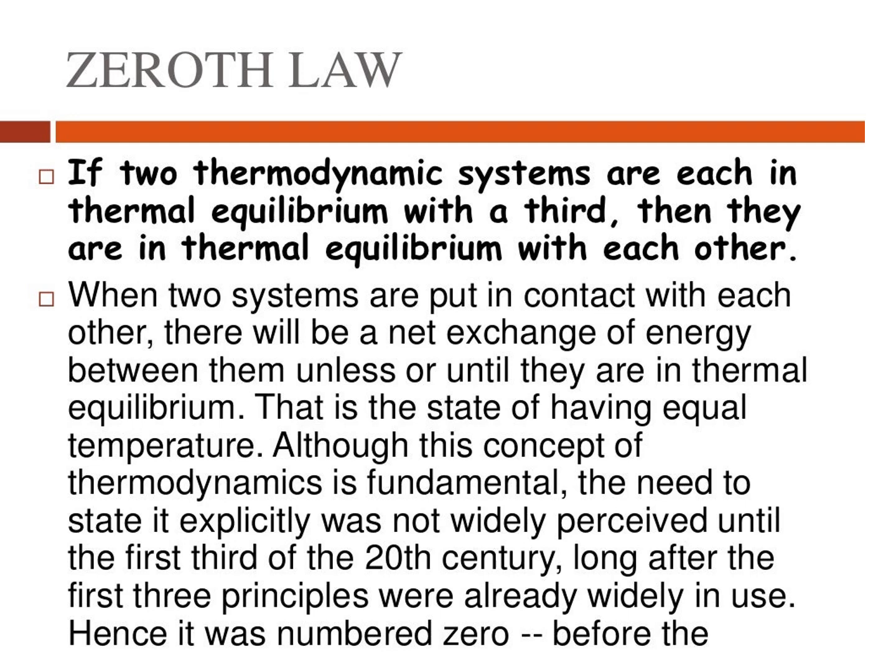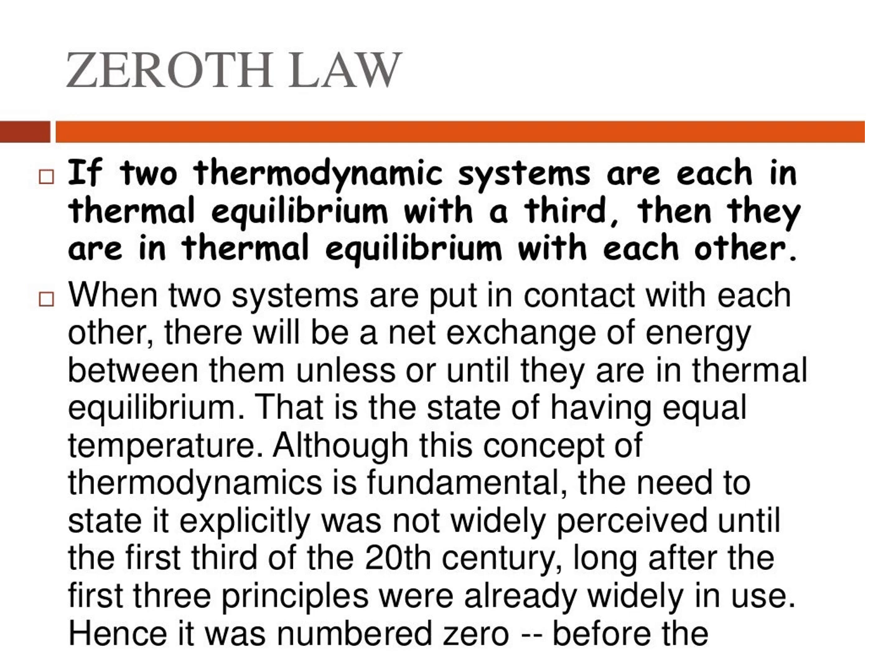So the statement is, if A is in thermal contact with B and B is in thermal contact with C, then C and A will also be in thermal equilibrium with each other. So when two systems are put in contact with each other, there will be a net exchange of energy between them until they are in thermal equilibrium. That is the state of having equal temperature.